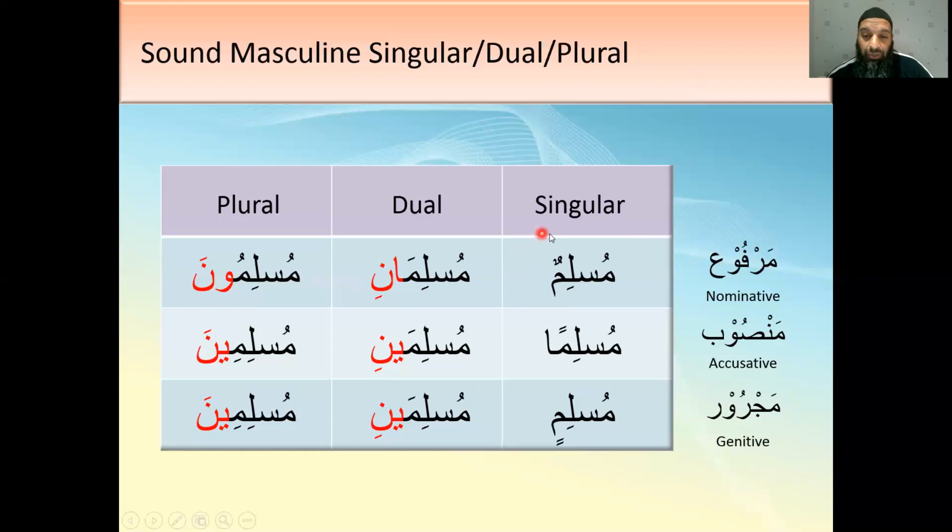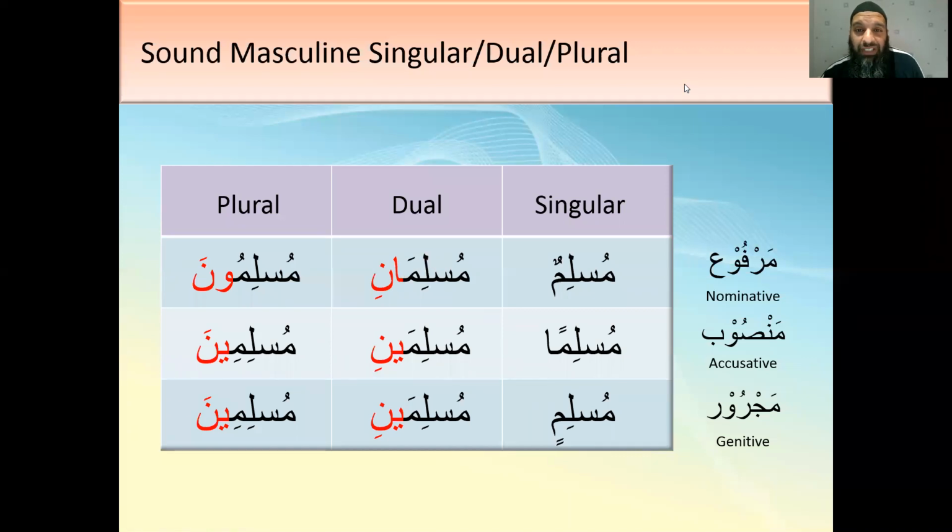Yes, please put your mics on mute unless you want to speak, please. Jazakallah khair. Okay. Now, when I said you're going to learn the structure of Arabic, I meant this, that you're going to learn the templates. Once you learn a template, you can stick many other words into that.